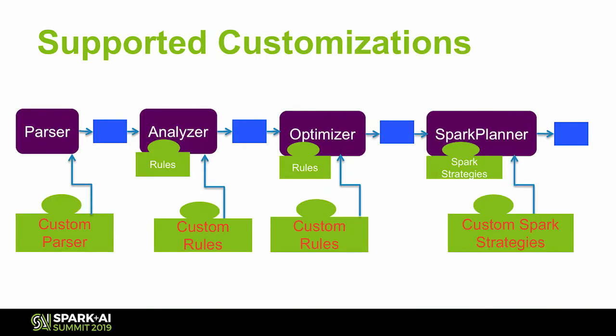Now let's look at what customizations are supported. So in here, you can see you can have parser extensions using this API. So you can inject some parser extensions in the parser layer. Then there are rules that you can add to the analyzer. There are custom rules that you can add to the optimizer. And there are also custom Spark strategies that you can add to the Spark planner.